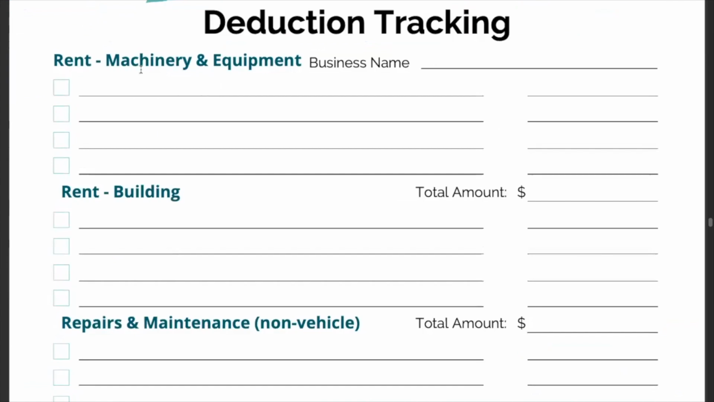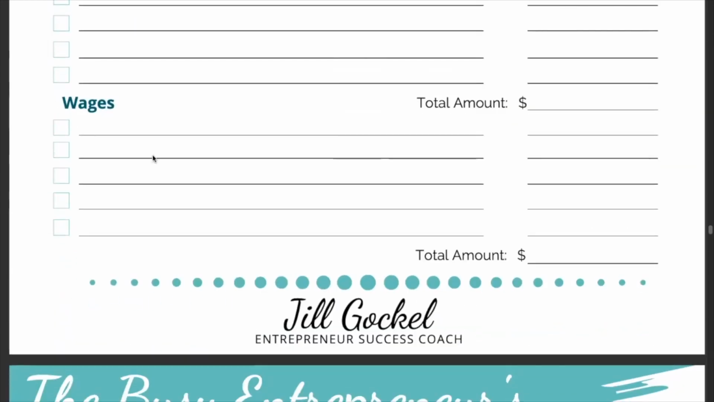Then you have rent for machinery and equipment, rent for building, repair and maintenance. This is non-vehicle related. So this could be repairs and maintenance on the property that you are working out of. It could be repairs and maintenance on equipment that you have, just different things like that. Wages, if you are paying anybody wages, whether that is yourself, a family member, or a non-relative who is working for you.